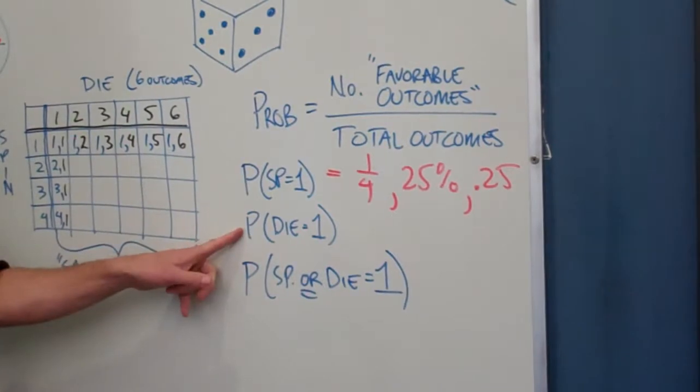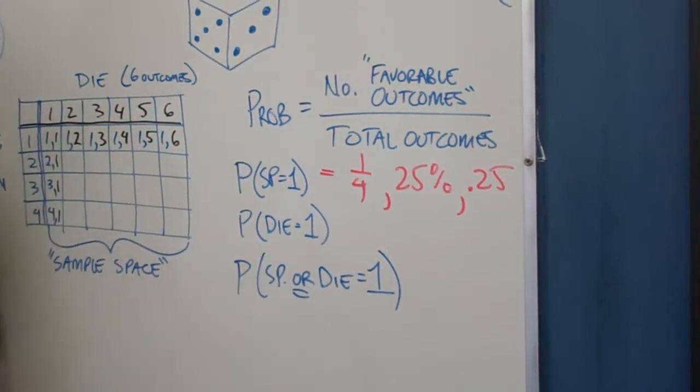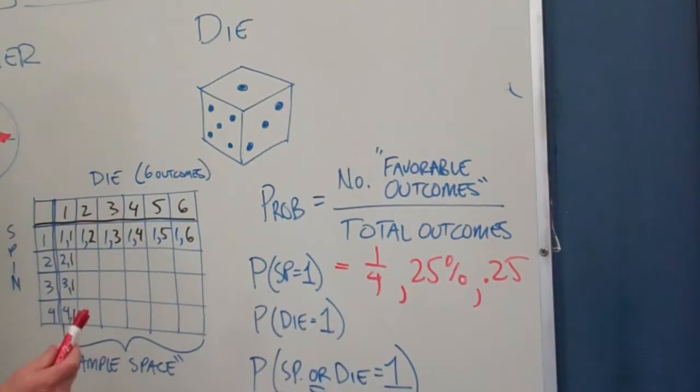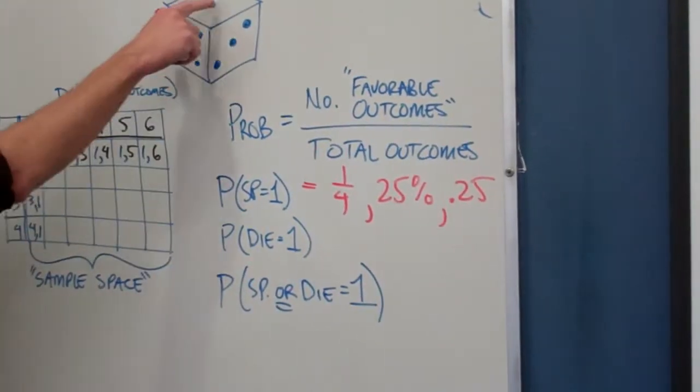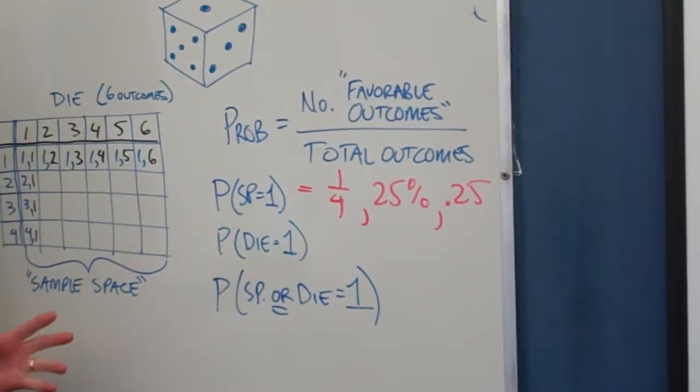Okay? So again, with the die, what's the chance of rolling a 1? Well, if you've been playing Monopoly for a while or whatever, you know it's 1 out of 6. One of the numbers out of a total of 6. So that's all pretty easy.